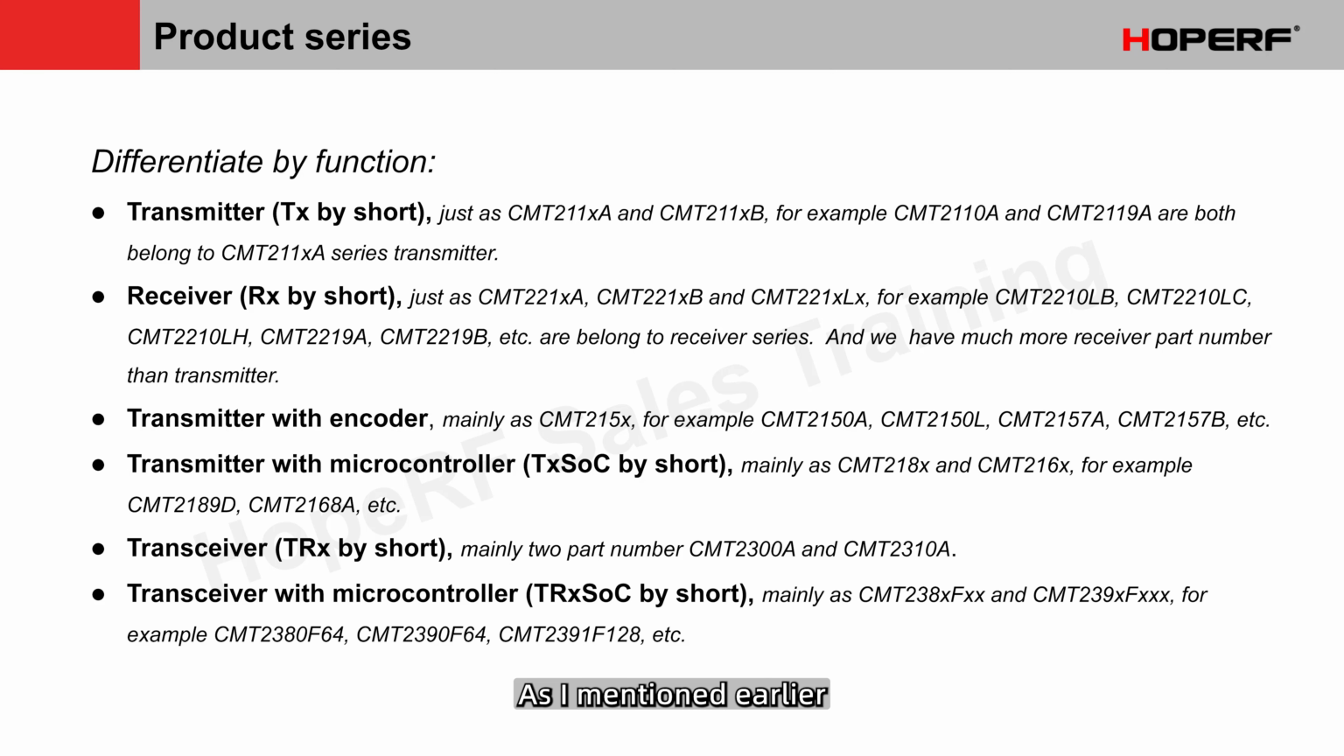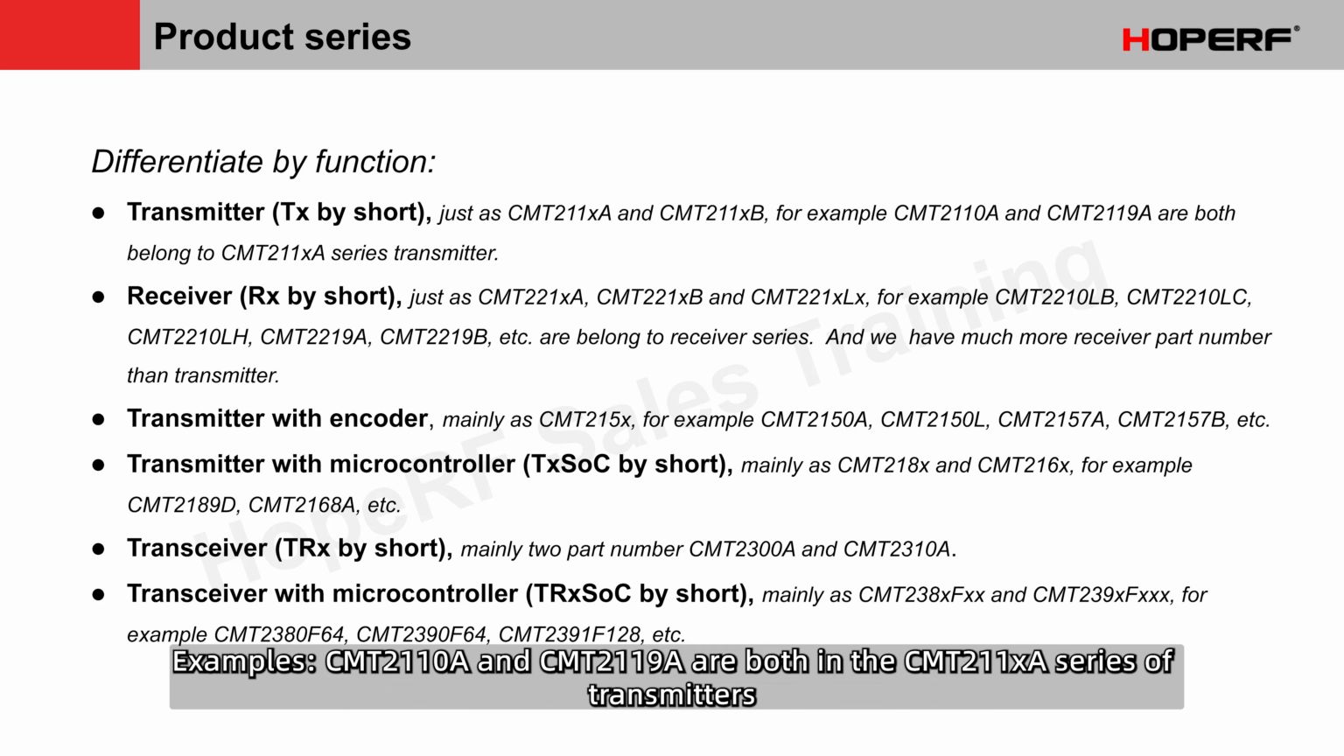As I mentioned earlier, from a functional perspective, we can group our chips into 6 main categories. Category 1. Transmitter-only TX, mainly the CMT211XA and CMT211XB series. Examples: CMT211A and CMT211A are both in the CMT211XA series of transmitters.